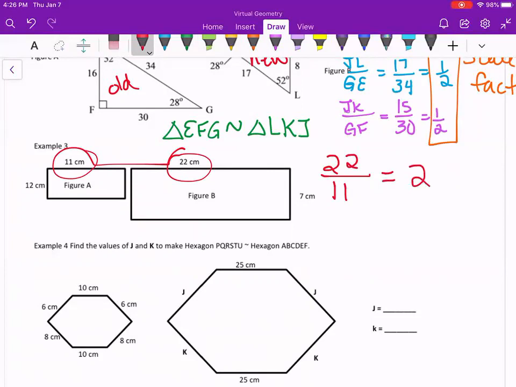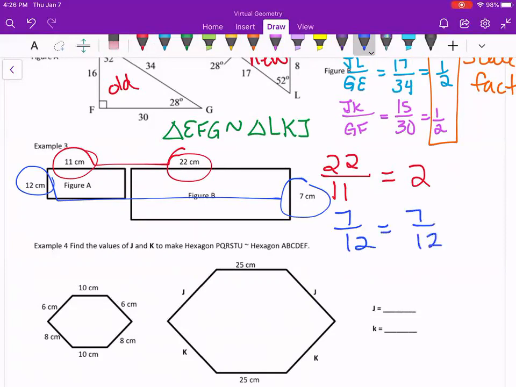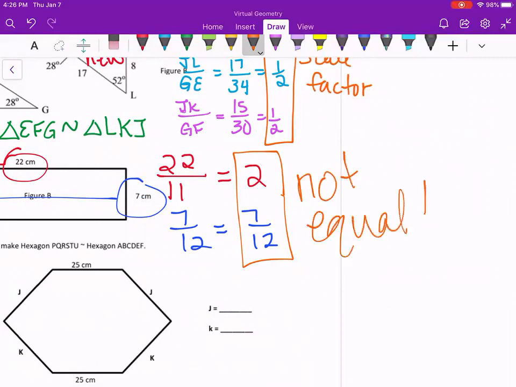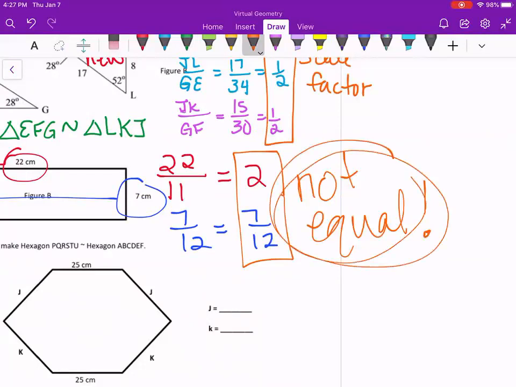Now let's do the next one. 7 and 12. That is not going to reduce, so we're just left with 7 over 12. And if you notice, these are not the same. And again, when they're not the same, you cannot finish this problem. There is no similarity statement when they are not equal. So it's done. There's no scale factor.